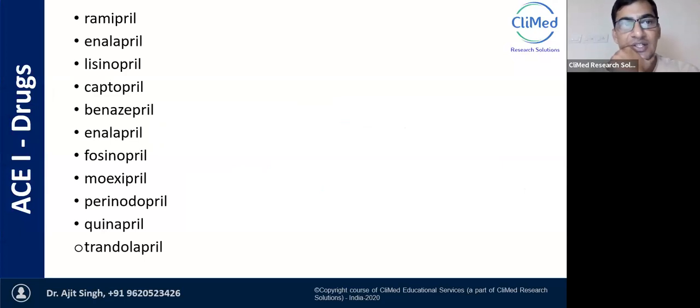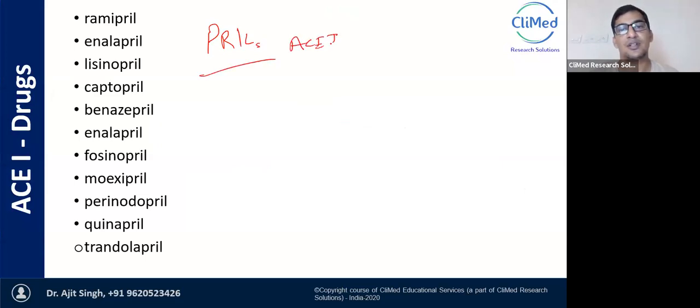So there are the drugs. All the prils are ACE inhibitors, okay guys, all the prils are ACE inhibitors. So ramipril, enalapril, lisinopril, captopril, benazepril, fosinopril, moxapril, perindopril, quinapril, or trandolapril.